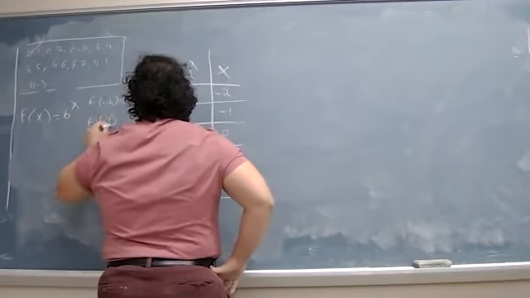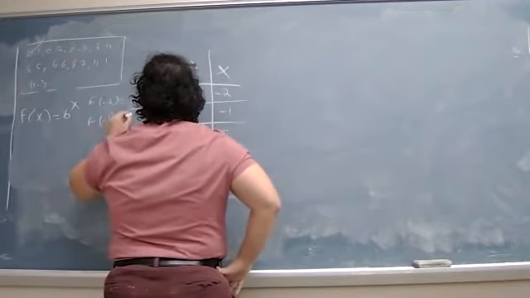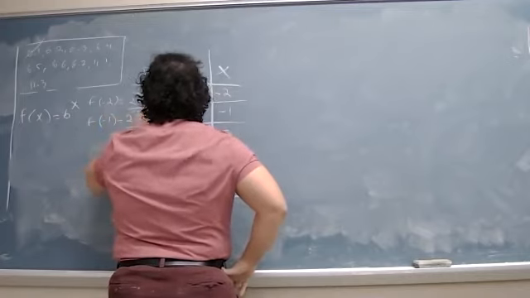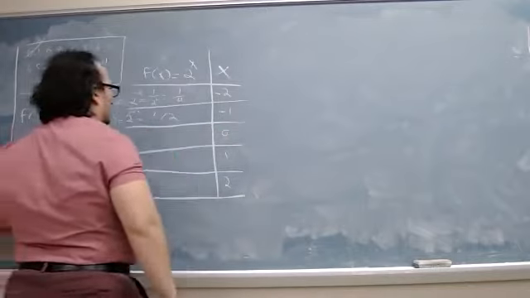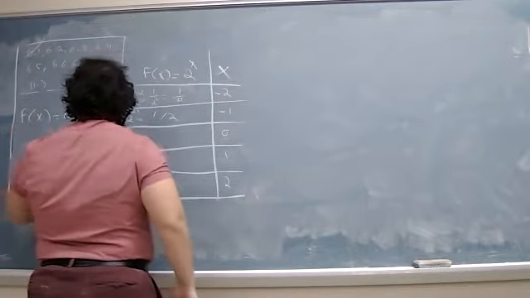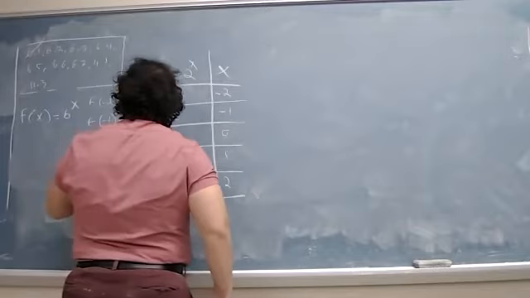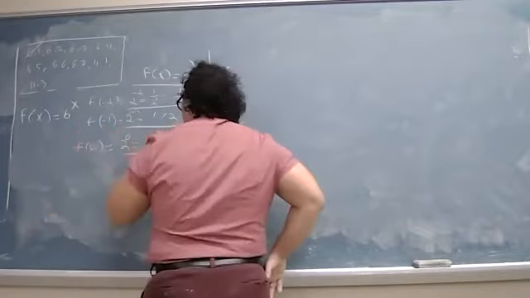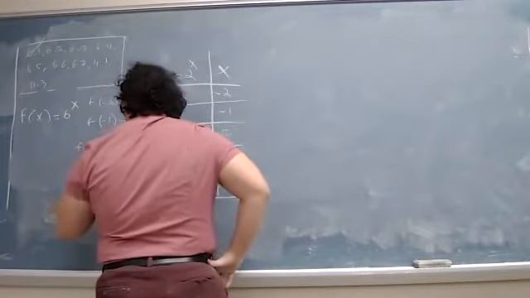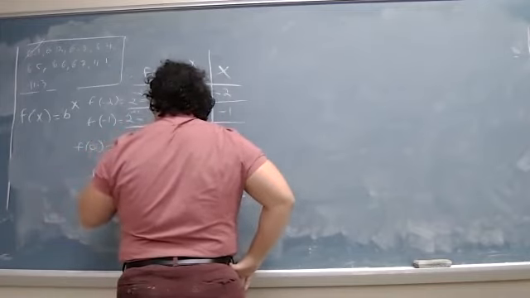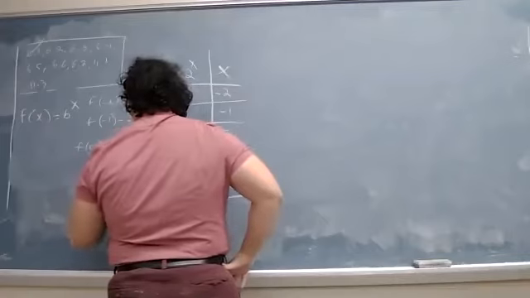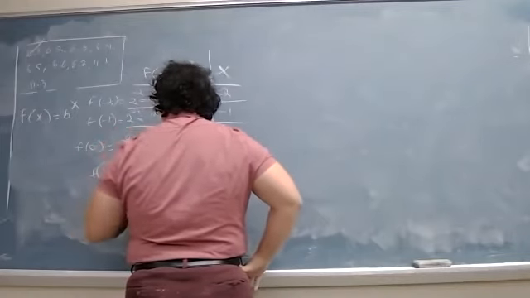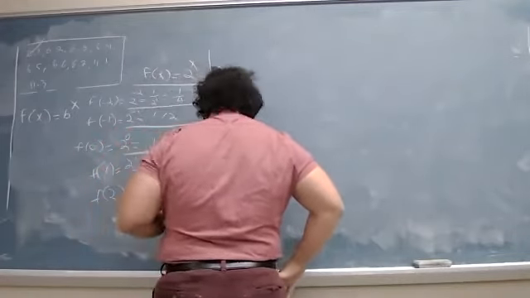F of -1 is the same thing as 2 raised to the -1 power, but that's the same thing as 1 over 2 raised to the positive 1 power, which is the same thing as 1 over 2, which is 1/2. F of 0 is the same thing as 2 raised to the 0 power, but that's just 1. F of 1 is the same thing as 2 raised to the 1 power, but that's just 2. And F of 2 is the same thing as 2 squared, which is 4.